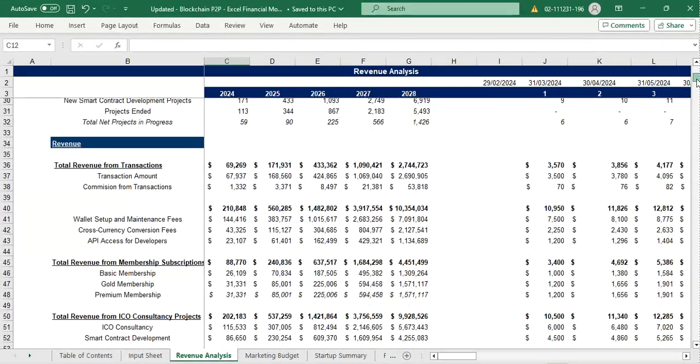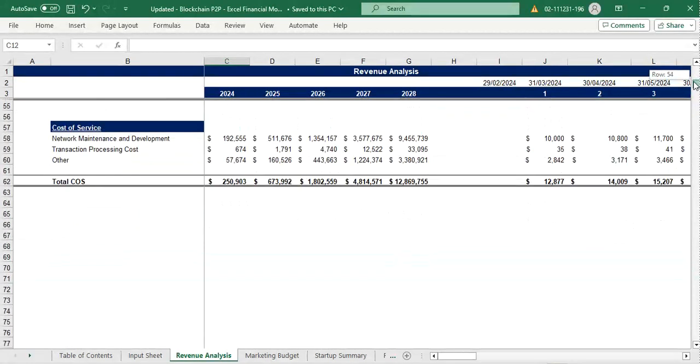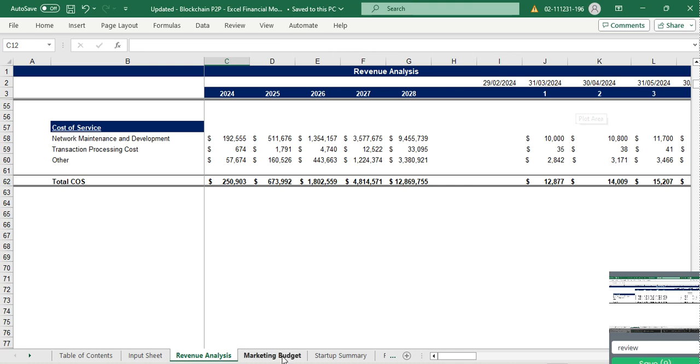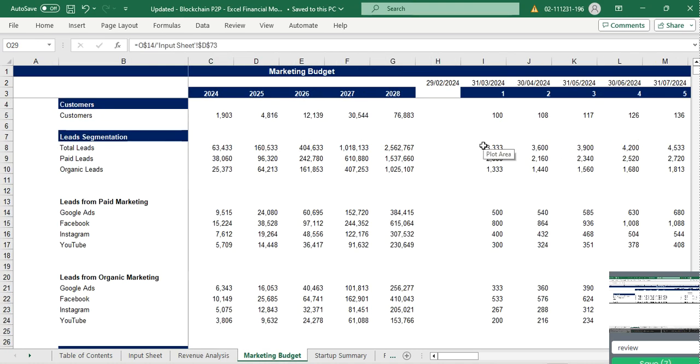Moving on, we have the revenue calculation for different revenue streams. Then we have the cost calculation on different revenue streams. Moving on, we have the marketing budget.